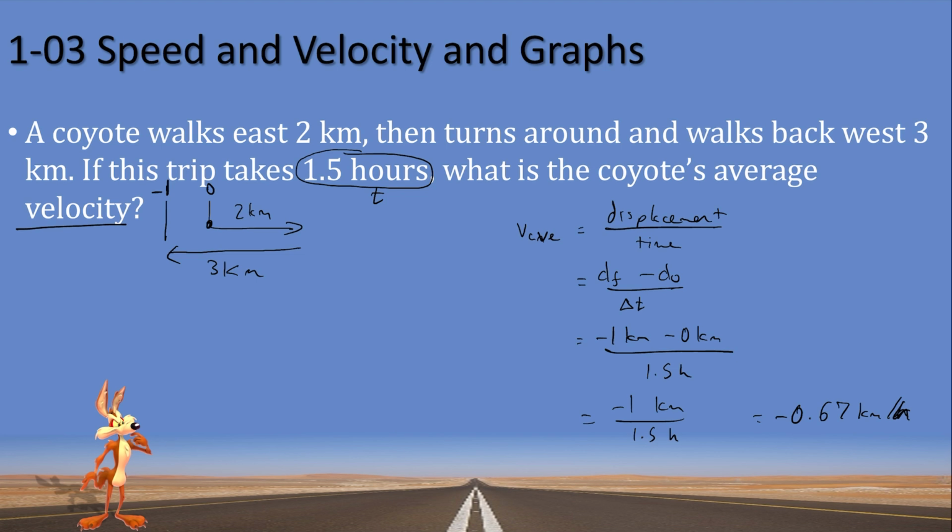But since our problem is in east and west, we probably don't want to leave it just as a negative. So our best answer would probably be 0.67 kilometers per hour, in which direction? Well, he ended up negative, which is west of the starting point.